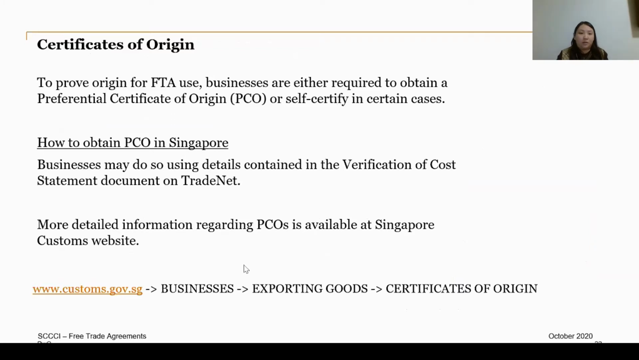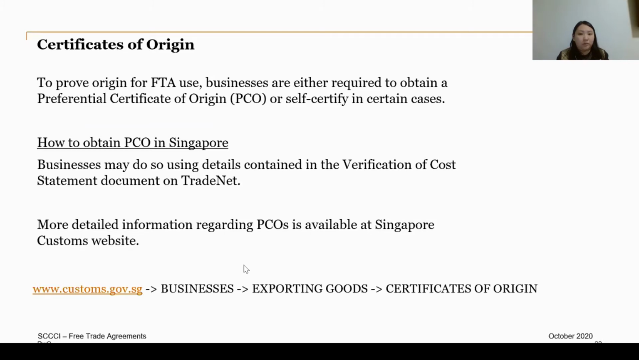So up to here, you should be able to determine, okay, my products qualify. I've calculated the RVC, I meet the rule of origin, there are benefits to be claimed, and then what do you do? Okay, so then you need proof. You need documentary proof of your product's origin in the country. So to do that, you need to issue a certificate of origin.